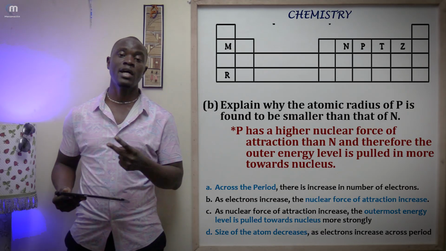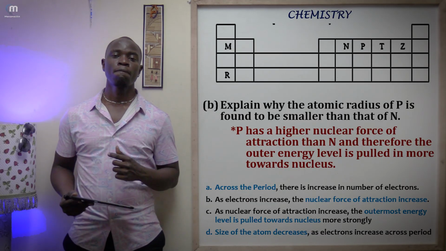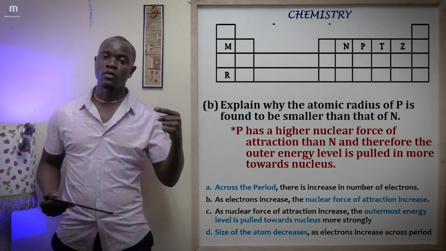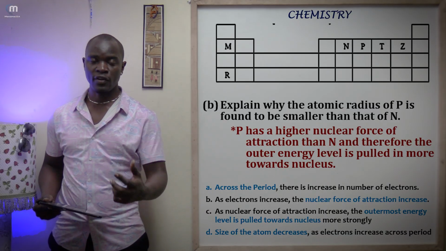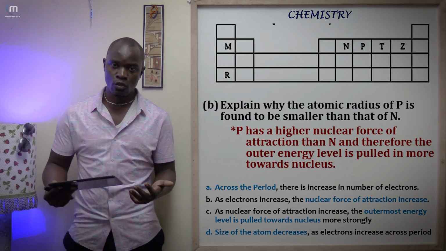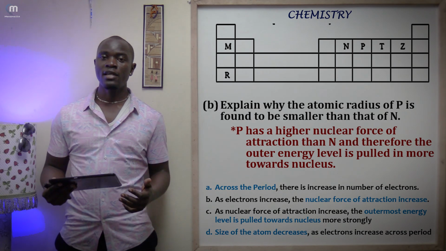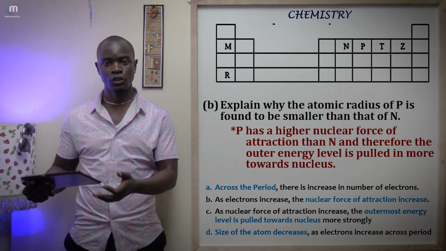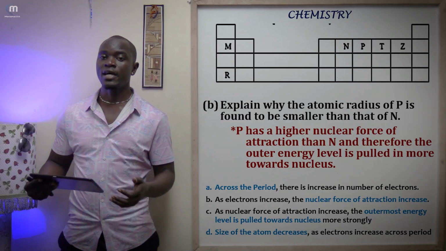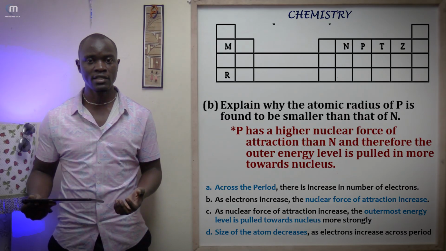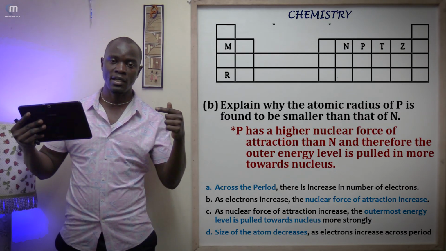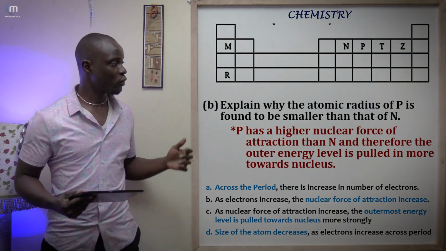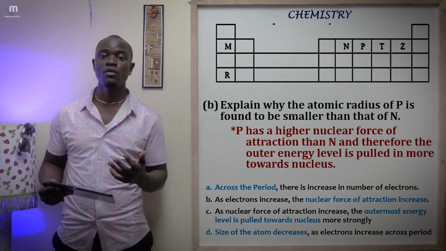So two things you should understand and never forget: as we move across the period, there is an increase in the number of electrons. As electrons increase across the period, there is also an increase in the nuclear force of attraction. Now the third thing, as the nuclear force of attraction increases, the size of the atom decreases. So if you can understand this point like that, now you are good to go.